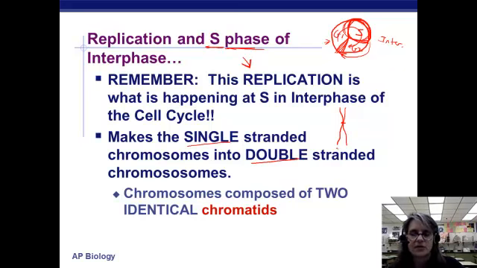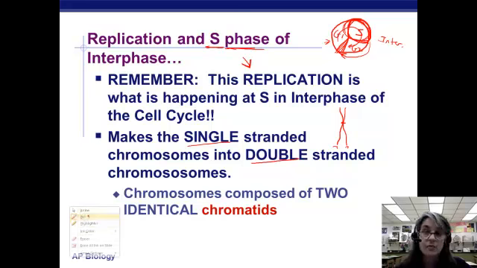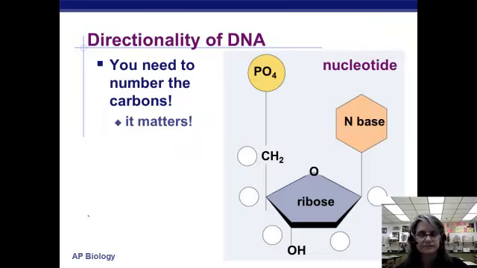And in this, once they're double-stranded, we call each of those sister chromatids until we separate them again at the end of mitosis, and we go back to calling them chromosomes. So that's just reminding you how all of this fits in to mitosis. It is very important to understand that.